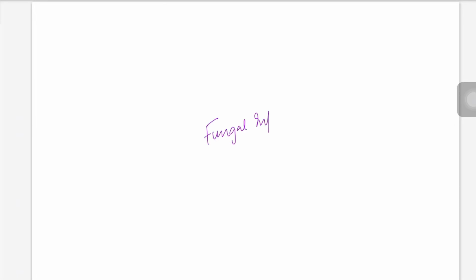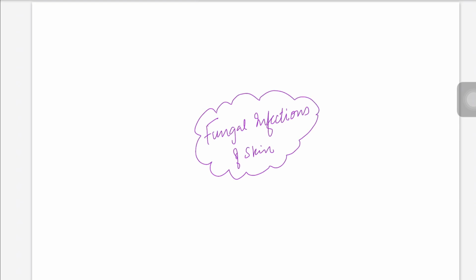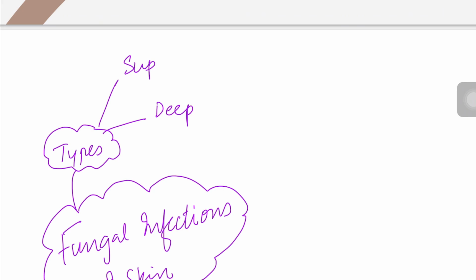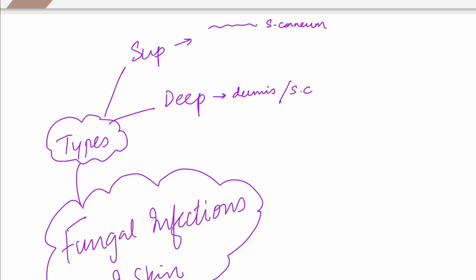So today I'm going to speak about the fungal infections of skin. The pathogens of skin can be separated into two groups: those that cause superficial infections and those that cause deep infections. The superficial fungal pathogens are confined to the stratum corneum and are caused primarily by dermatophytes, whereas the deep fungal infections of the skin involve the dermis and the subcutaneous tissue. And the third group, which is the systemic, only involves the skin secondarily.